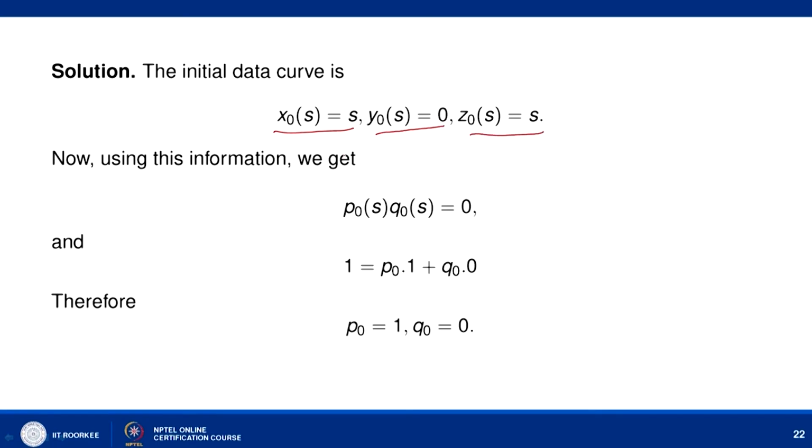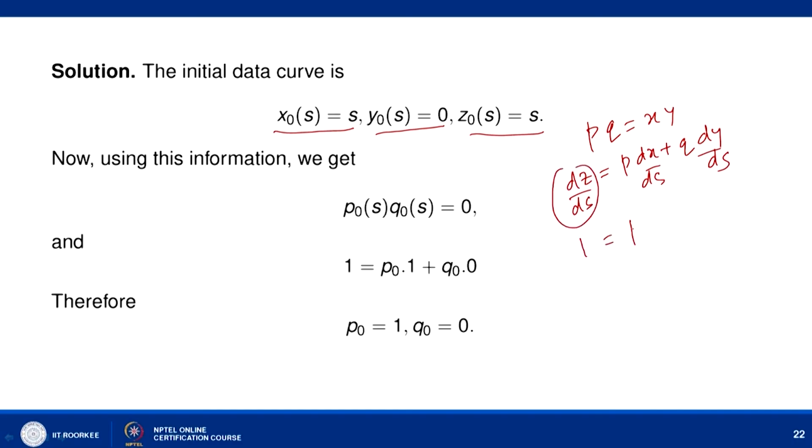How to find out p naught, q naught? For that you use the partial differential equation, that is pq equal to xy, and the relation dz equal to p dx plus q dy. This is true for any parametric representation. So, dz by ds is basically 1 equal to p naught times dx by ds, which is 1, plus q naught times dy by ds, which is 0. So, p naught is coming out to be 1.